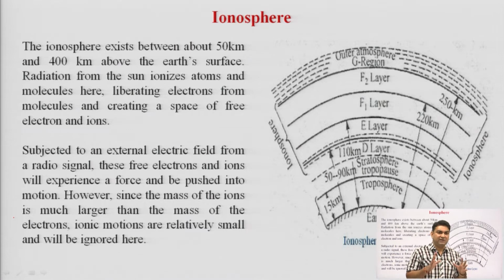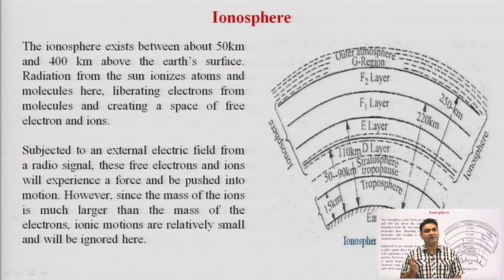This is the structure of the complete atmosphere, and you can see that the range starting from 50 kilometers and reaching up to 400 kilometers is known as the ionosphere.